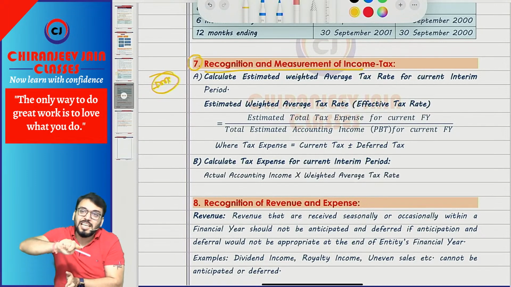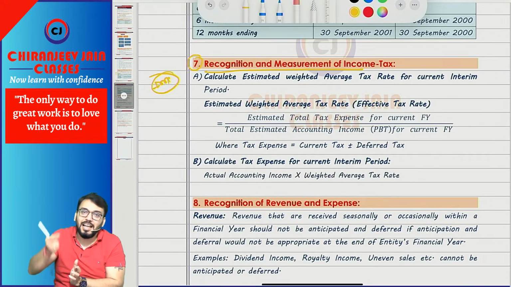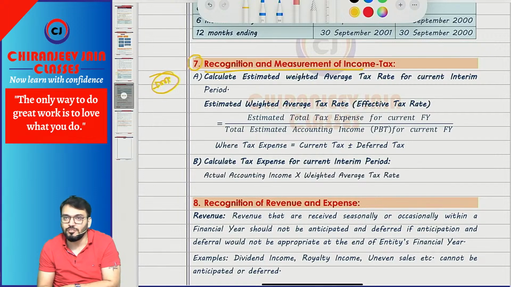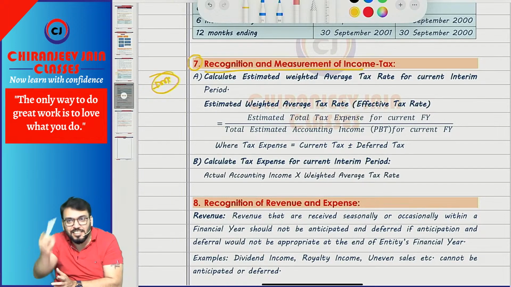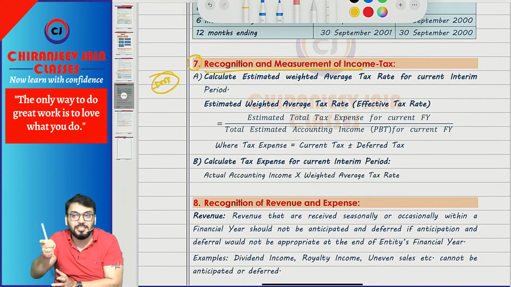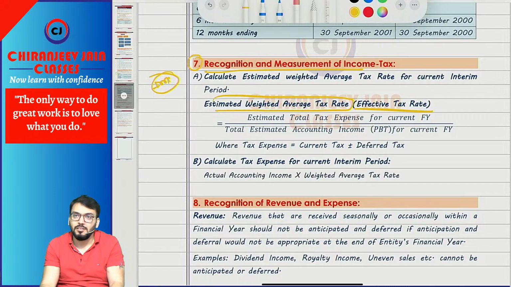For that you need to first estimate the accounting income of the entire year. Then estimate the tax expense of that year. So effective tax rate will be estimated tax expense divided by estimated accounting income. Accounting income is PBT, profit before tax. Multiply by 100. That will become the estimated weighted average tax rate, or effective tax rate.